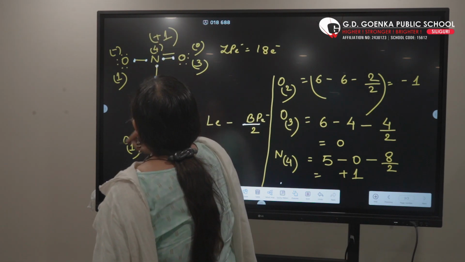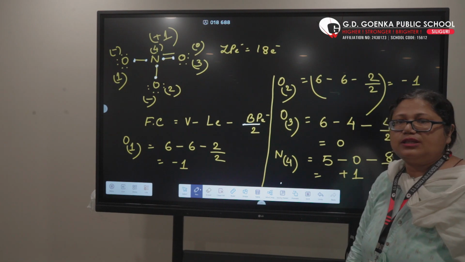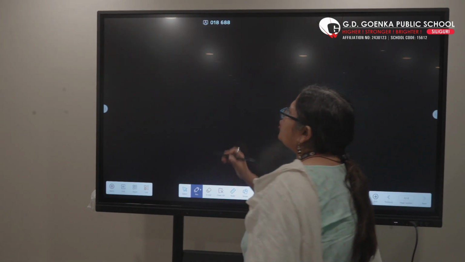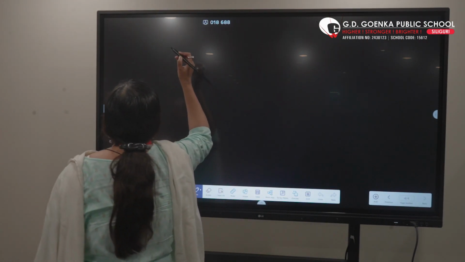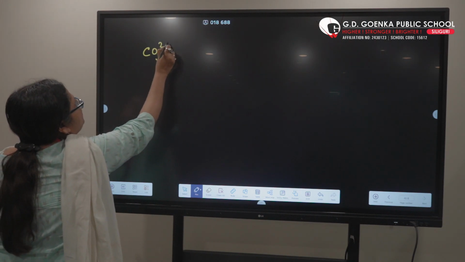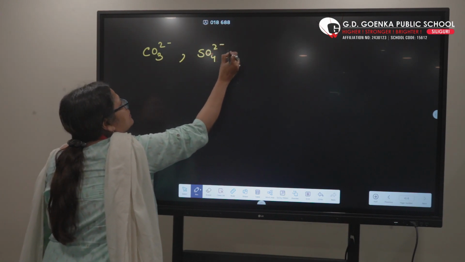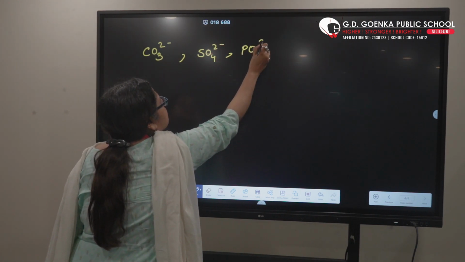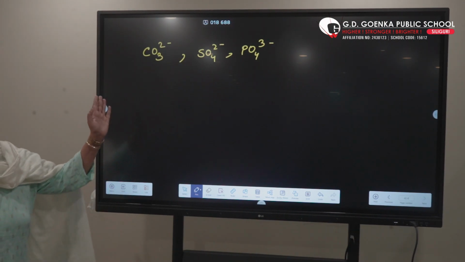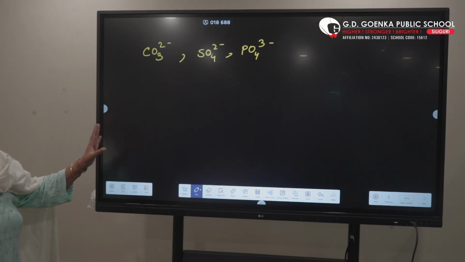So now we can say that formal charge shows the charge on the individual atoms of the ion itself. From this, will you be able to draw the structure, whatever idea you have got so far? Will you be able to draw the structure of CO3 2-, SO4 2-, PO4 3-? Yes. Just apply the rules of step 1, step 2, step 3, step 4. You will get the correct Lewis dot structure.